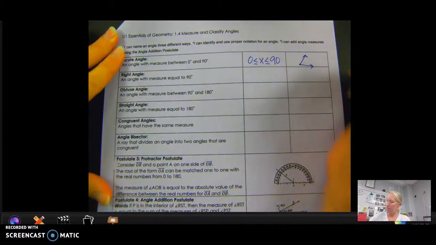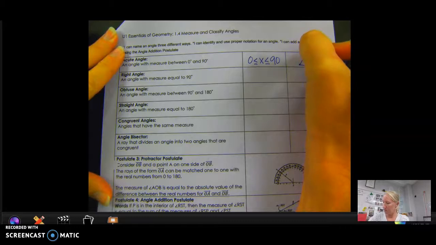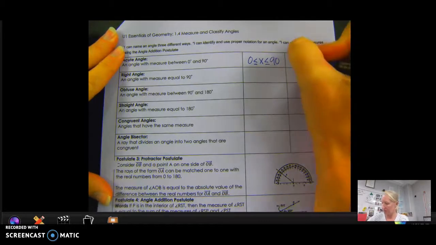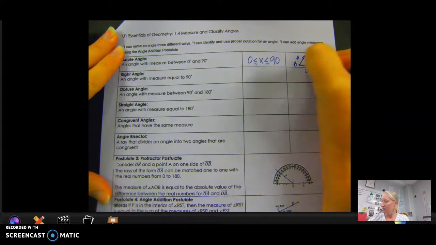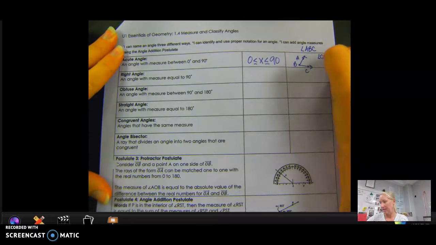To name this angle, there's a couple different ways we can name it. Let's say I call this point A, this point B, and this point C. I could call this angle ABC. I could also call it angle CBA. I could actually call it by its vertex point, angle B.